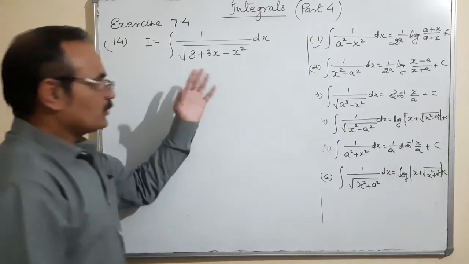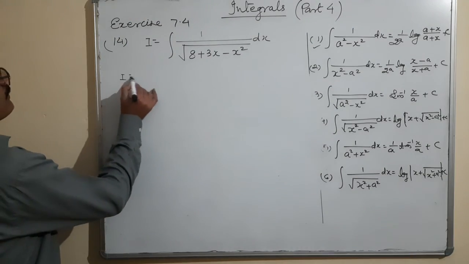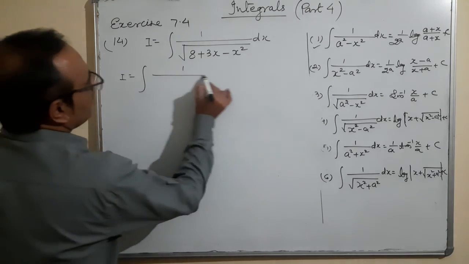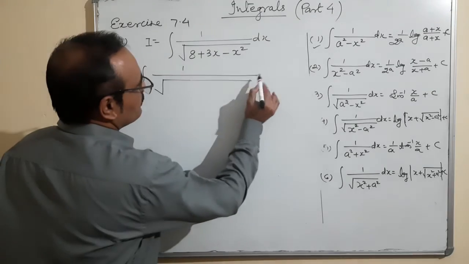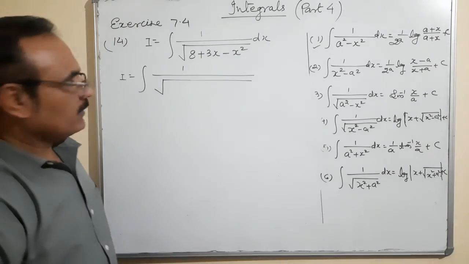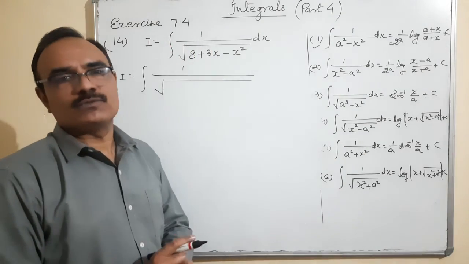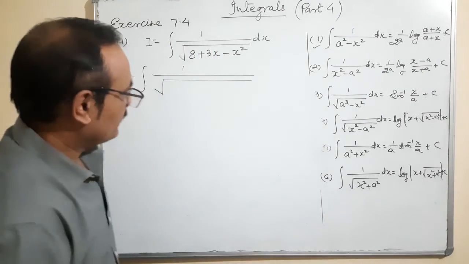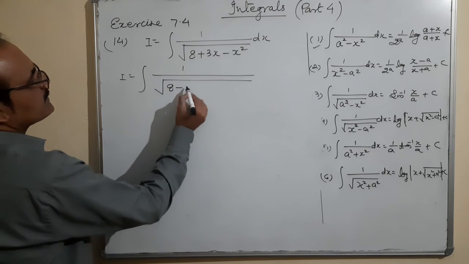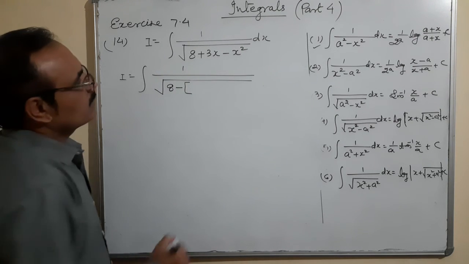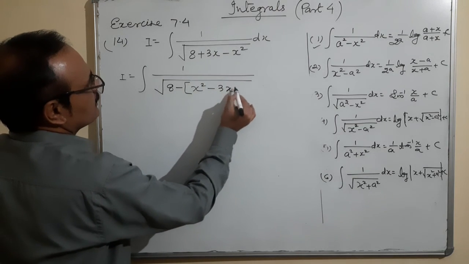Doing the same thing here also, completing the square. But this question is different from the previous question which we solved. Here x square has a minus sign, but we cannot take the minus sign outside from the root. Here we can do one thing: 8 as it is, minus sign common inside the root. So it comes x square minus 3x. Is that okay?